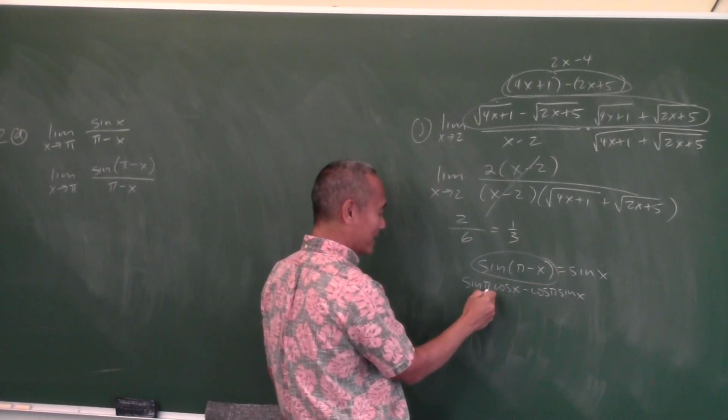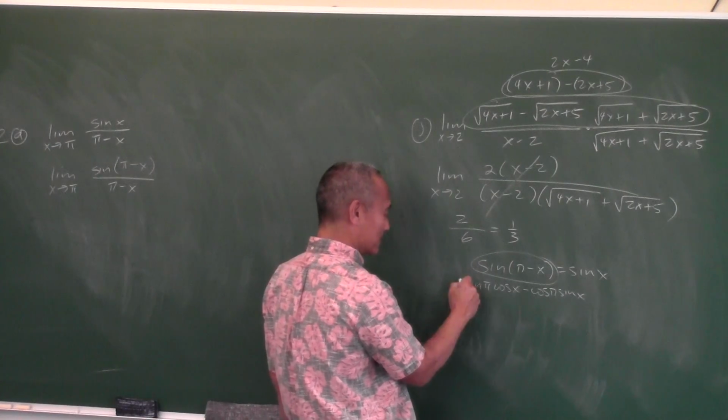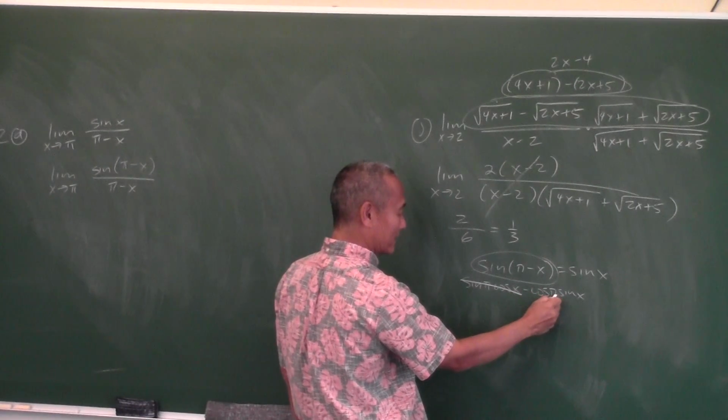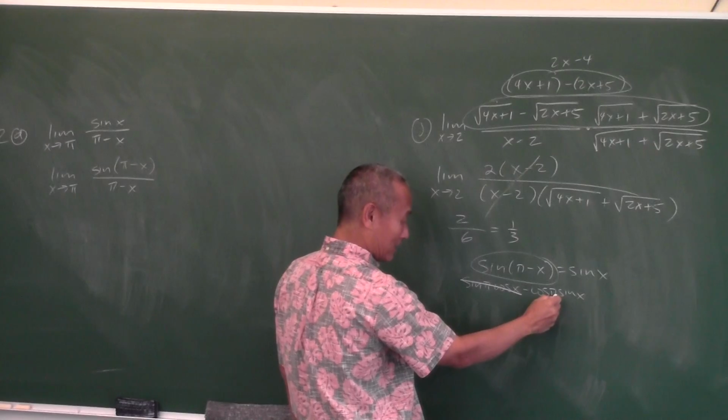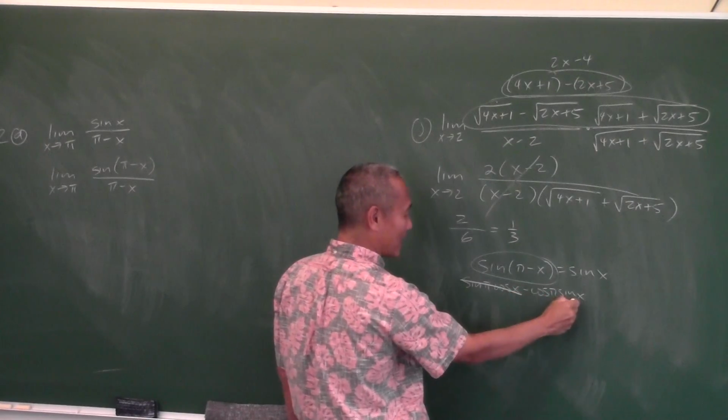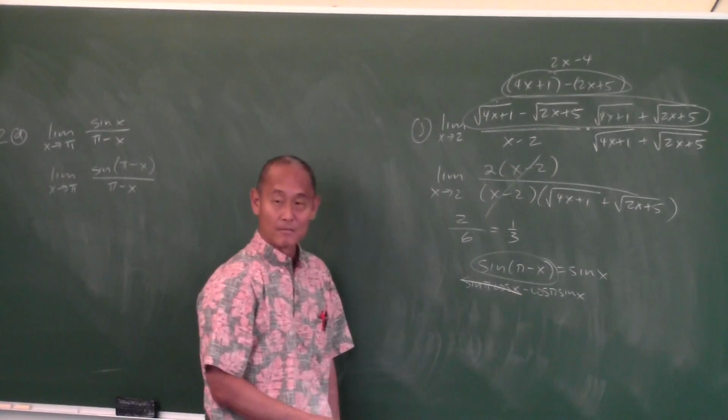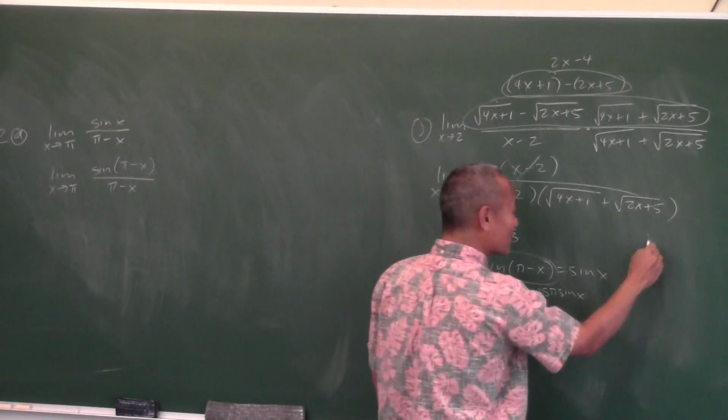But what is sine of pi? 0. What's cosine of pi? No, it's negative 1. Negative 1 times negative sine x is sine x. They're the same. Or just look at the unit circle.